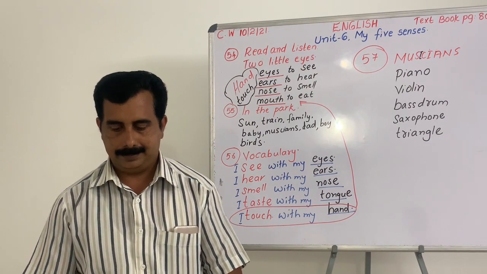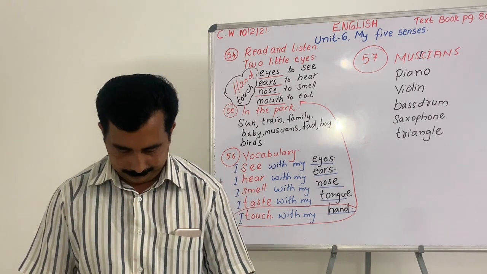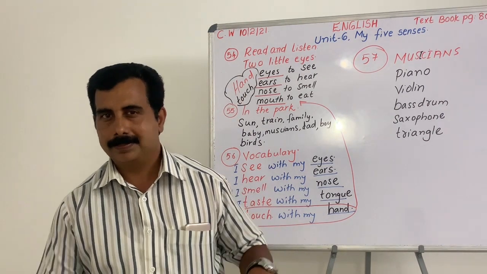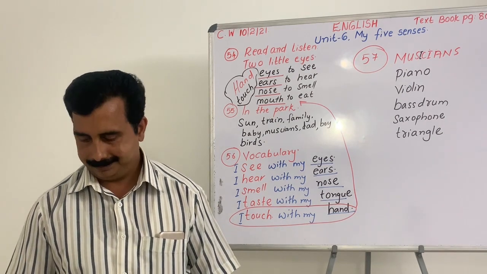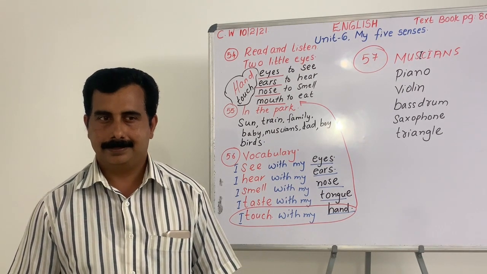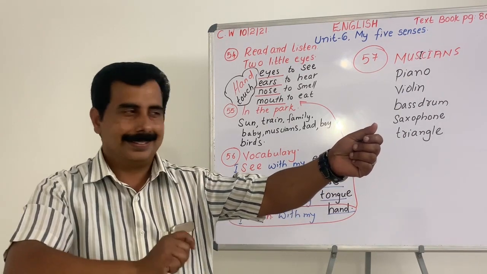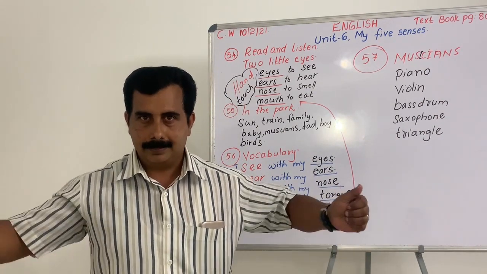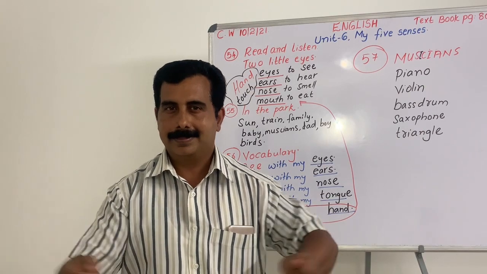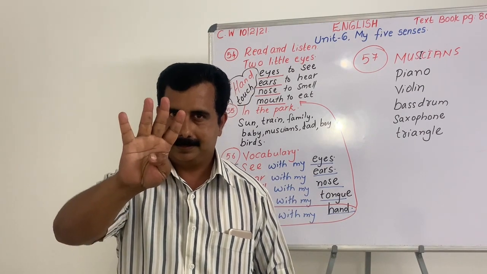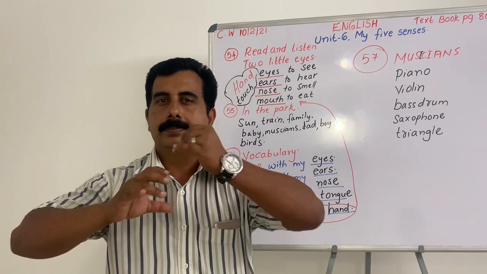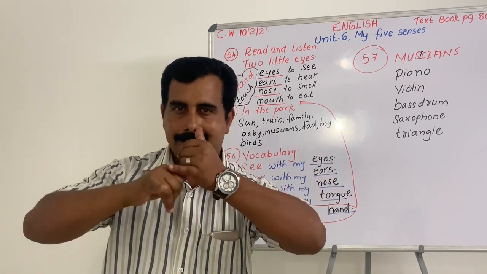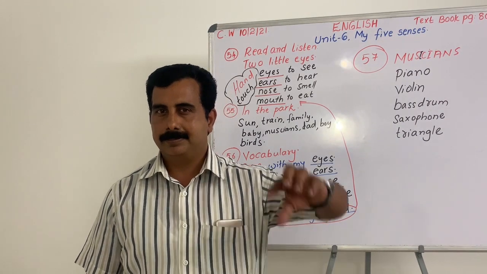Track 57. 1. Piano. Two, violin. Three, bass drum. Four, saxophone. Five, triangle.